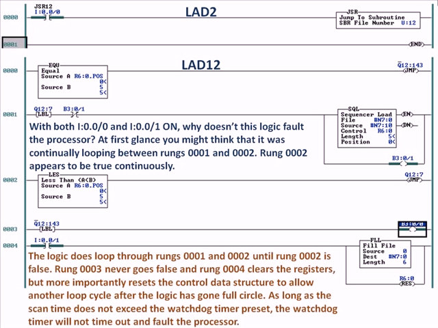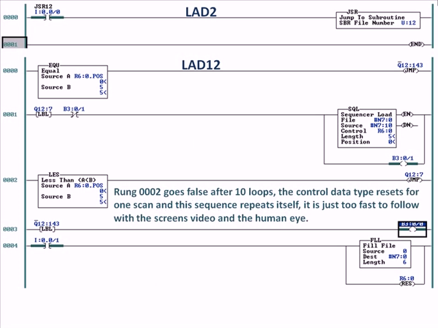The logic does loop through rungs 1 and 2 until rung 2 is false. Rung 3 never goes false, and rung 4 clears the registers, but more importantly, resets the control data structure to allow another loop cycle after the logic has gone full circle. As long as the scan time does not exceed the watchdog timer preset, the watchdog timer will not time out and fault the processor. The key to understanding what's going on here: rung 2 goes false after 10 loops. The control data type resets for one scan, and then the sequence repeats itself. It's just too fast to follow with screen videos and the human eye.